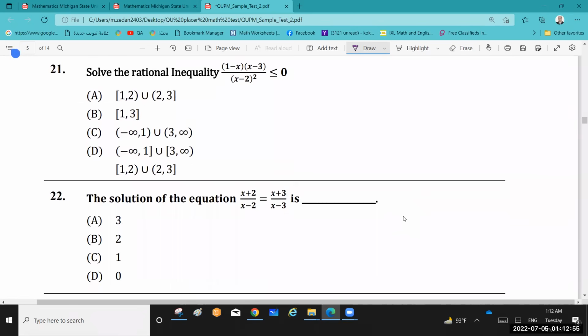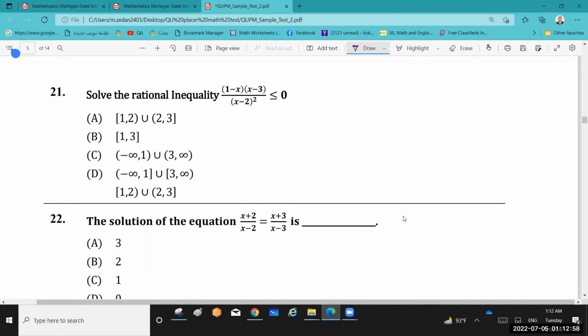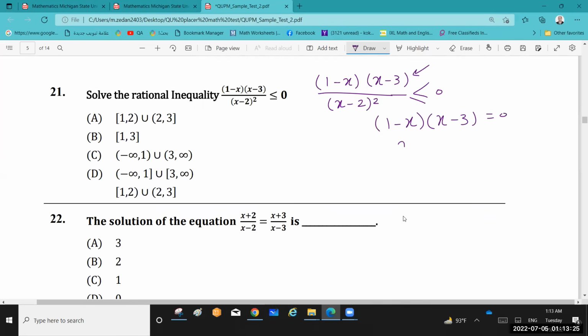Solve the rational inequality. This rational expression consists of a numerator and a denominator. The denominator, as you see, is always a positive value, it's an expression squared. And the numerator is 1 minus x times x minus 3. I want this one to be less than or equal to 0, meaning a non-positive value. Just take this numerator, put it equal to 0 and solve it. 1 minus x times x minus 3 is equal to 0. So x is equal to 1 or x is equal to 3.